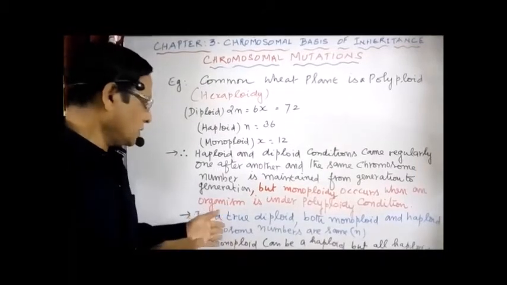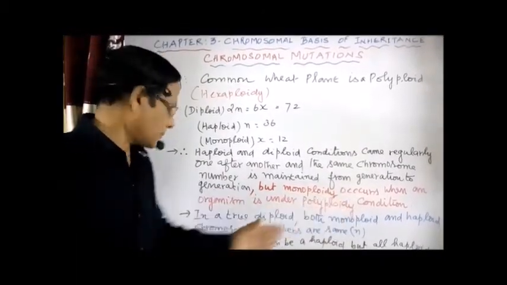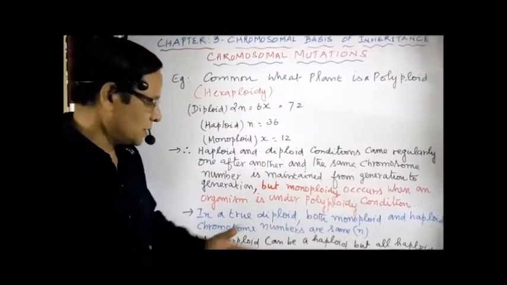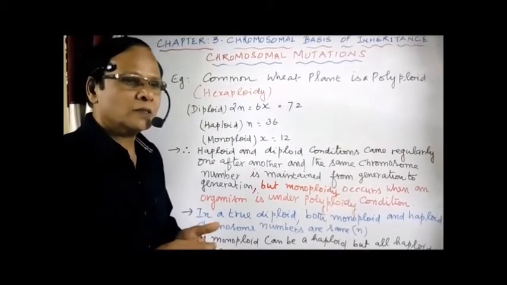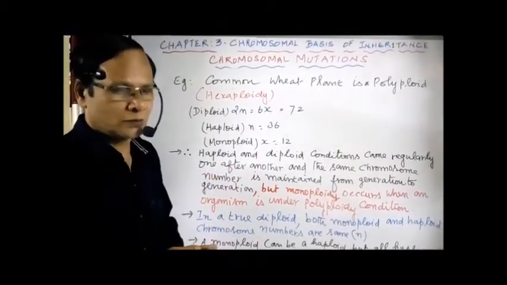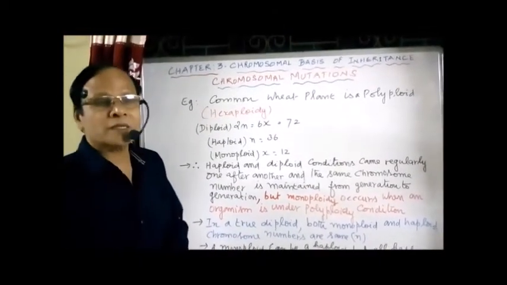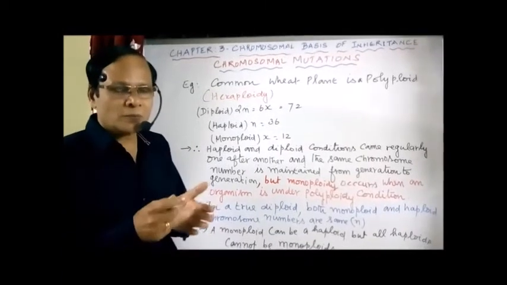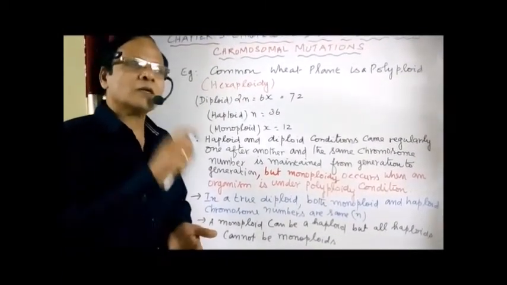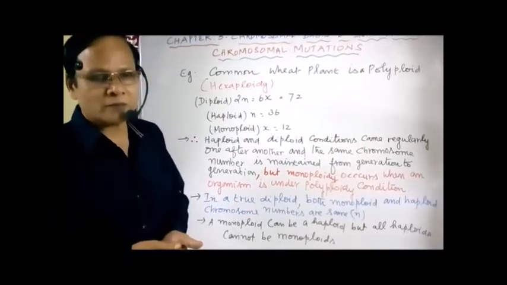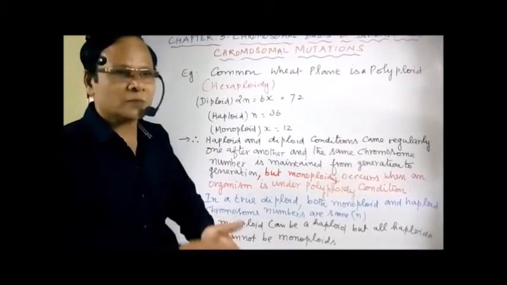Okay. So in a true diploid, both monoploid and haploid chromosome numbers are the same. Either it is haploid or it is monoploid, they have only 1 set of chromosomes. That is in a true diploid. Then a monoploid can be haploid, having n set of chromosomes. But not all haploids can be monoploids. We cannot consider the haploid condition as monoploid because it occurs only in the case of gametes.